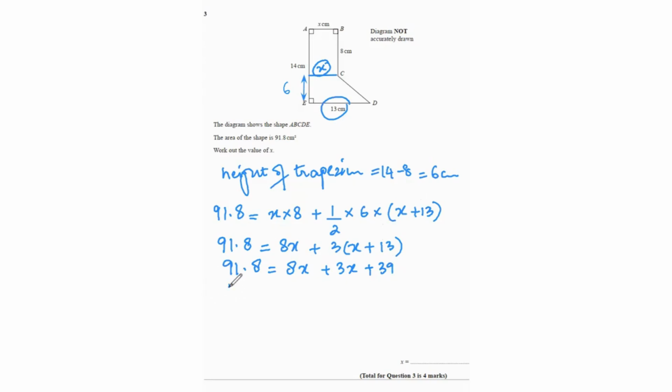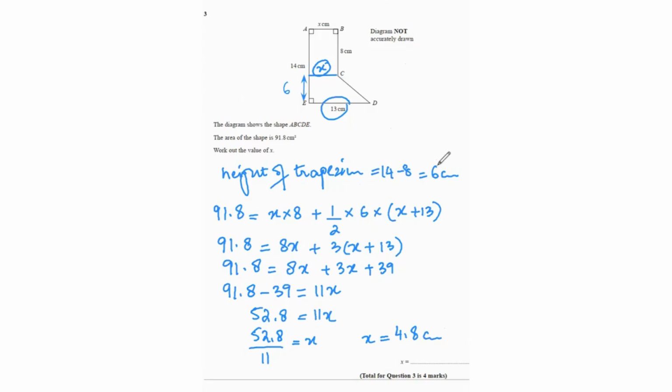Collect the like terms on each side. 91.8 minus 39 equals 11x. That's 52.8 equals 11x. And then we divide 52.8 by 11, which gives us 4.8. So 4.8 centimeters is the value of x.